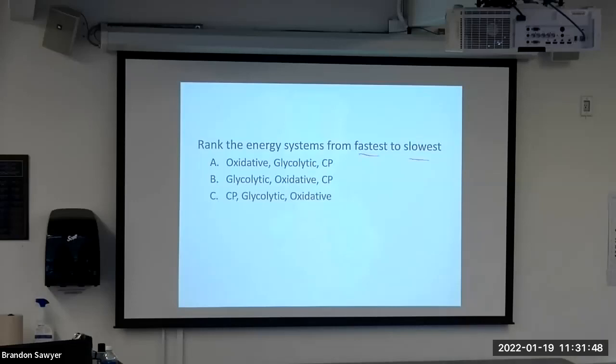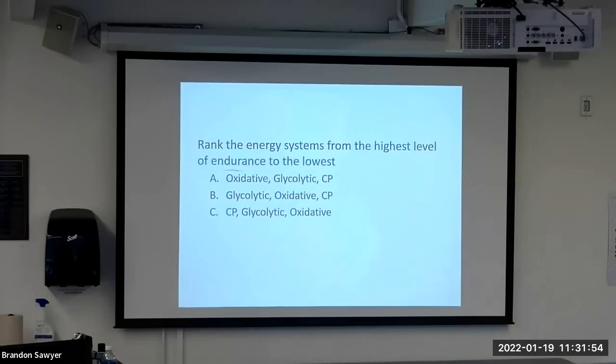Cool. So everybody's saying 3. Definitely the fastest is our creatine phosphate. Second, glycolytic. Third, oxidative, for sure. And then in terms of endurance, go ahead and hold up your answers for that. Yeah, so just the opposite, right? Oxidative has the most endurance, then glycolytic, and creatine phosphate is the least amount of endurance.